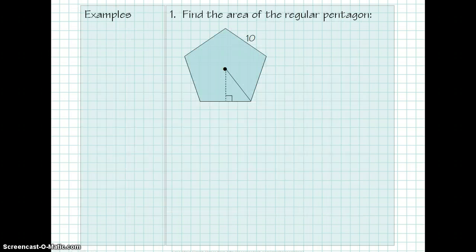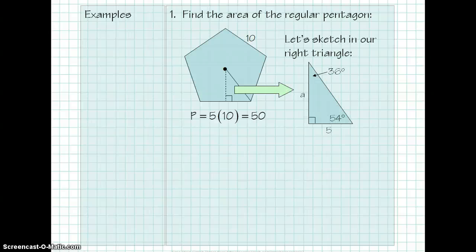So I've got a regular pentagon here, side length of 10, and I want to find out its area. Well, my perimeter is 5 sides, 5 times 10 is going to be 50, so there's my perimeter part. But now I have to find the apothem. So I'm going to sketch out the little right triangle. And again, it's usually easier if you just sketch a separate one. That way you can kind of separate out where everything goes.